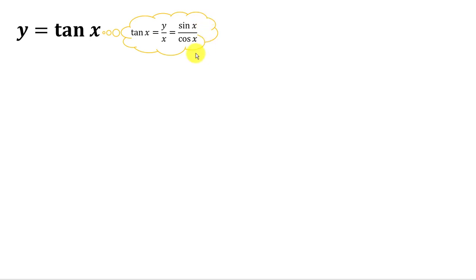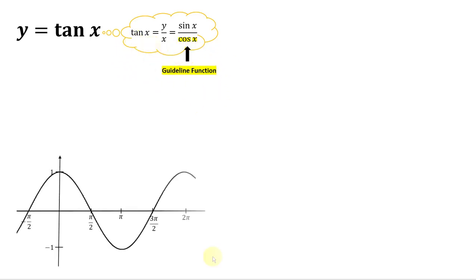And as with any fraction, we know that whenever the denominator is equal to 0, the fraction is undefined. Therefore, everywhere cosine of x equals 0, tangent will be undefined. So at those values of x, we'll have to construct asymptotes, lines that the graph of the tangent function approaches but never touches or crosses. And since the cosine function helps us determine where to place asymptotes for the graph of the tangent function, cosine is going to be the guideline function for the tangent function. It's going to help us to graph the tangent function.